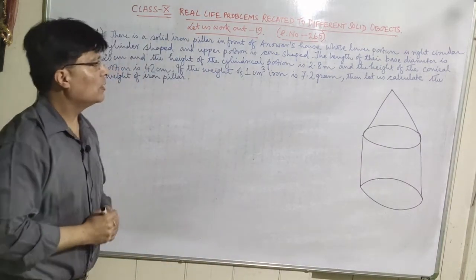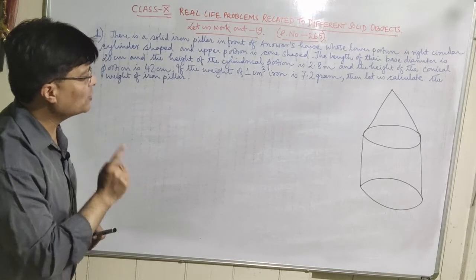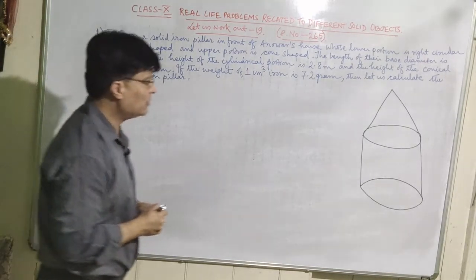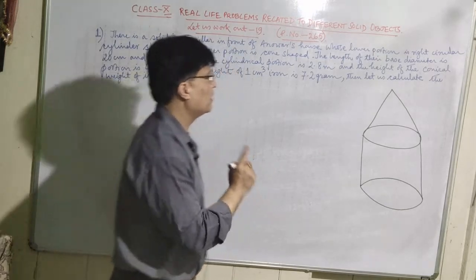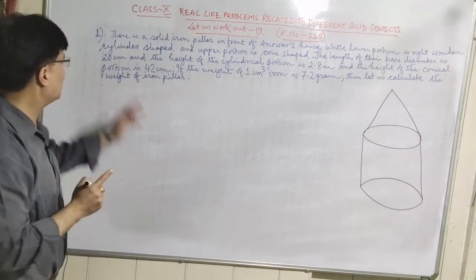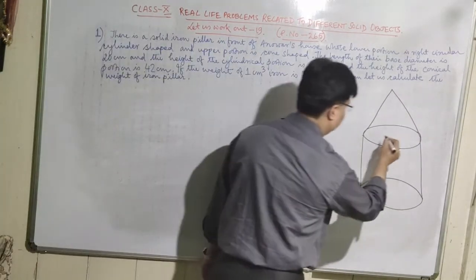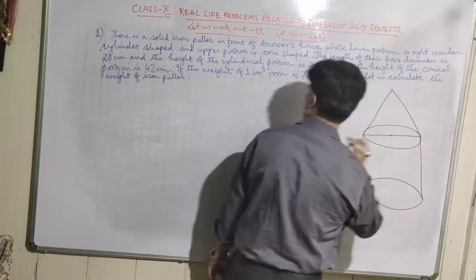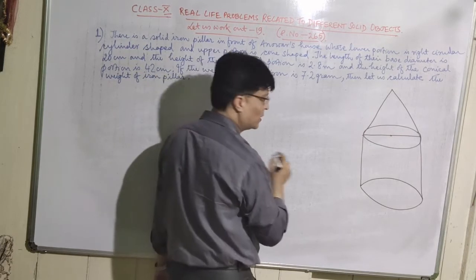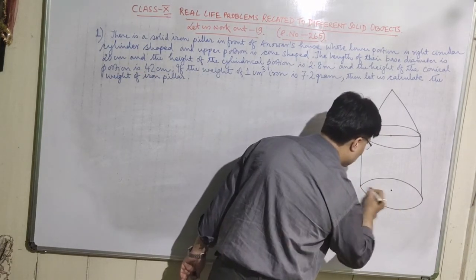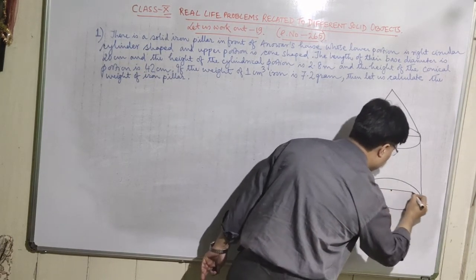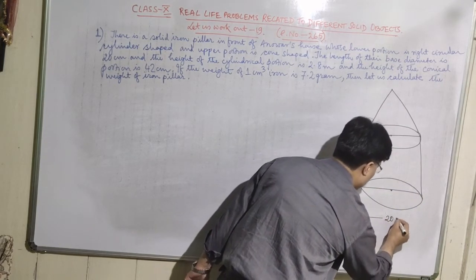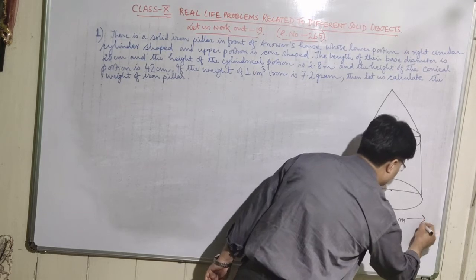Okay. Now the length of their base diameter is 20 centimeter. The base diameter of this cone is, how much is that? 20 centimeter. And this base of the right circular cylinder is also 20 centimeter.